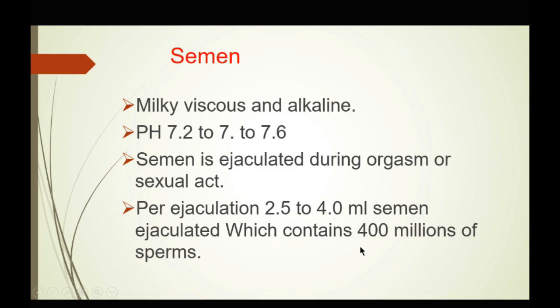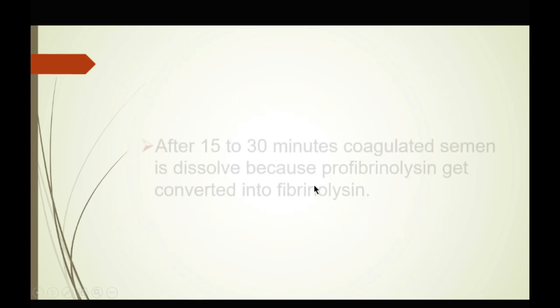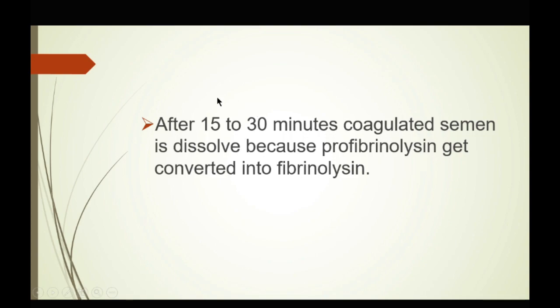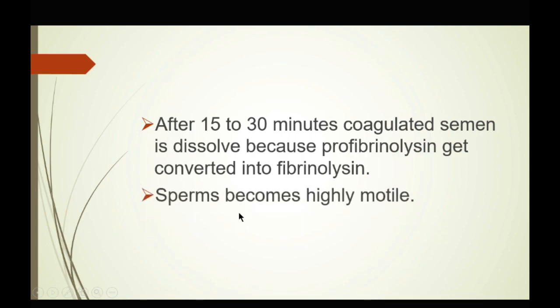This 4 ml of semen contains about 400 million sperms. That means 1 ml of semen contains about 80 to 100 million sperms. This is the normal count of sperms found in a normal male. As I told just before, after 15 to 30 minutes the coagulated semen is dissolved because profibrinolysin is converted into fibrinolysin. And second, the sperms become highly motile due to this.